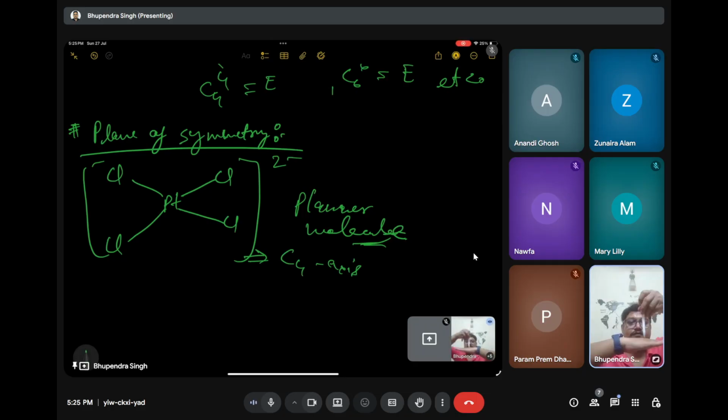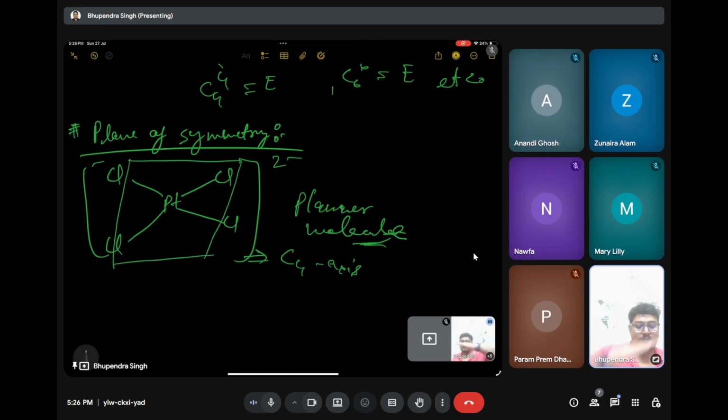This is the C4 axis. It is bisecting all the atoms: Pt, Cl, Cl, Cl, Cl, all of them. So I am making this your plane, considering all the five atoms. So this is your plane of symmetry.